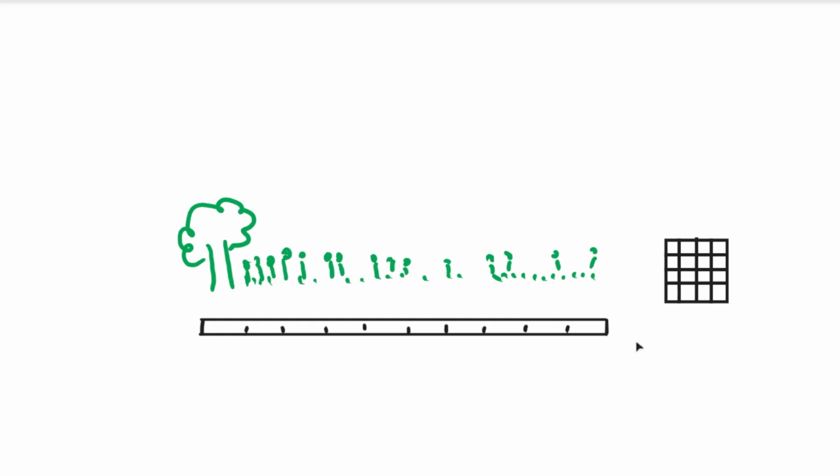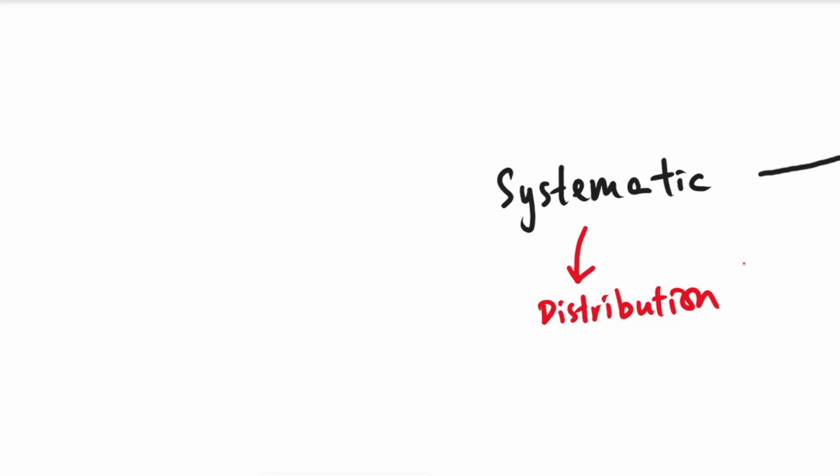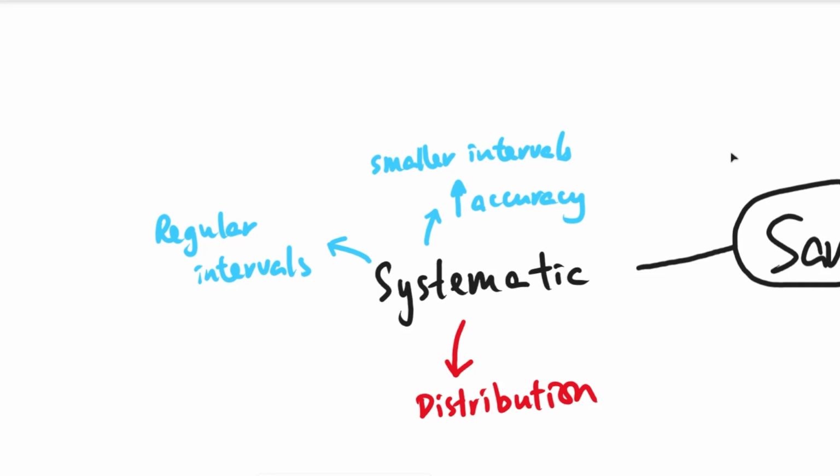Again, similar to random sampling, if I wanted to increase the accuracy, I would do it at shorter intervals. So let's say rather than every 10 meters, I might do it every 5 meters instead. Smaller intervals means more accurate results. To summarize, systematic sampling is for finding out the distribution of an organism. To do so, we would take a sample at regular intervals along the tape measure, which is sometimes called a transect. And if we take measurements at small intervals, we would increase the accuracy.